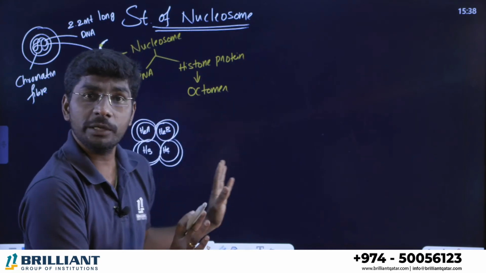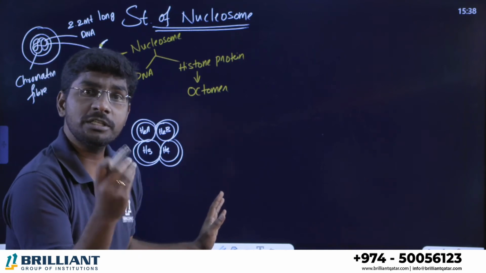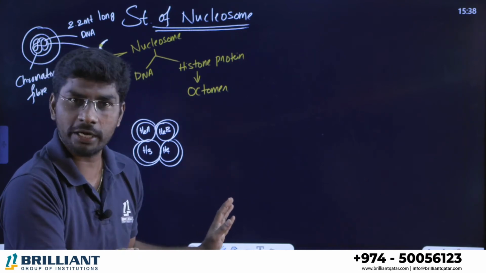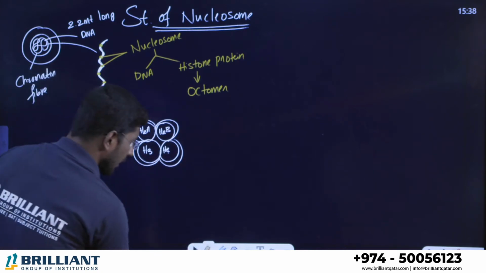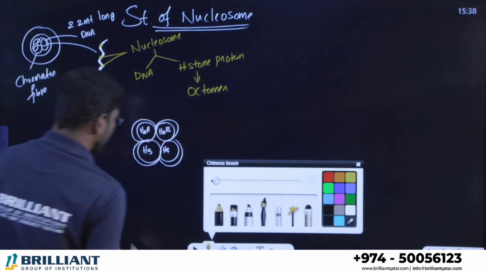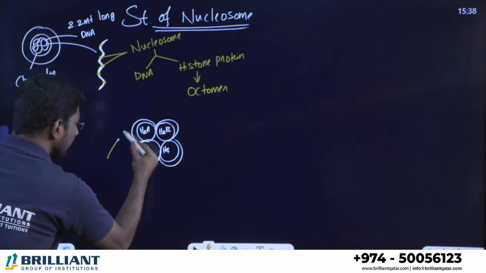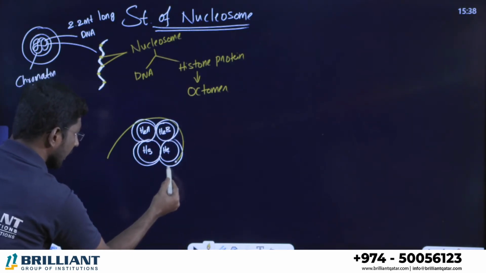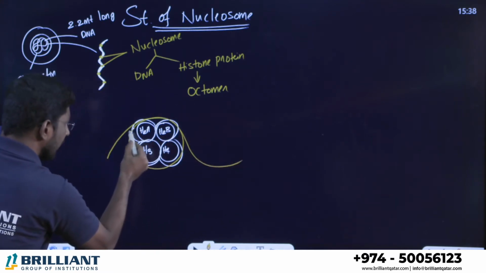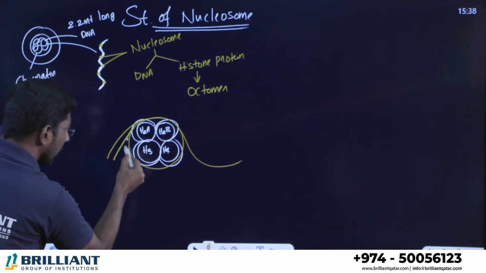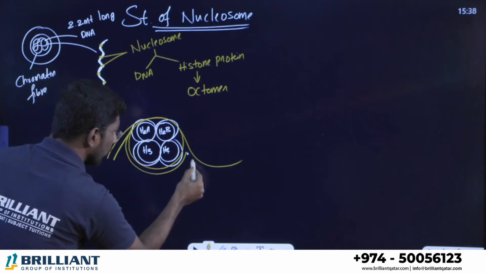But wait a moment, here only proteins are there. The nucleosome is made up of DNA plus histone, right? So look here, the histone octamer. Around this histone octamer, DNA comes and wraps. Look here, DNA will be wrapped around this histone, like this. I hope you get my point.